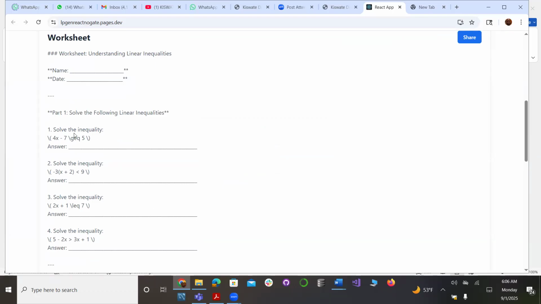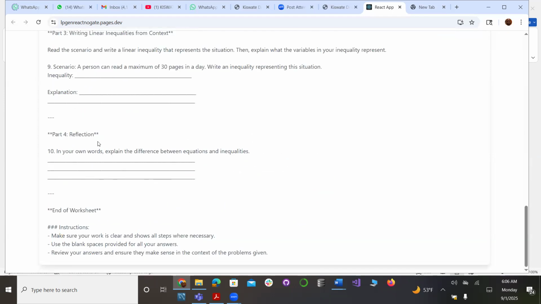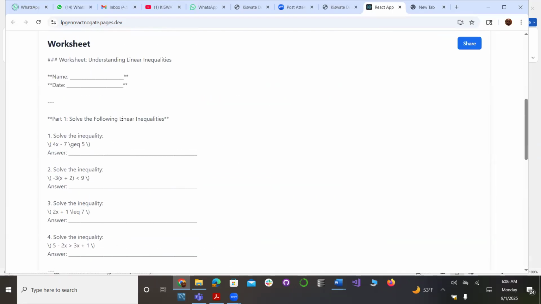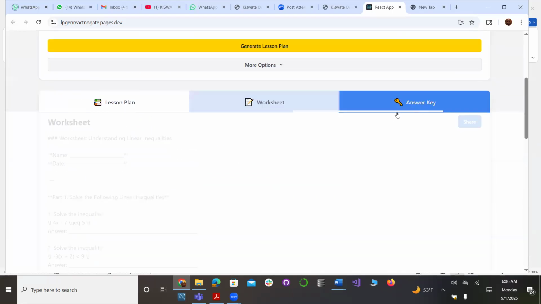Now this is the homework. Solve the following linear inequalities. That's the homework. And then we have the marking scheme here.